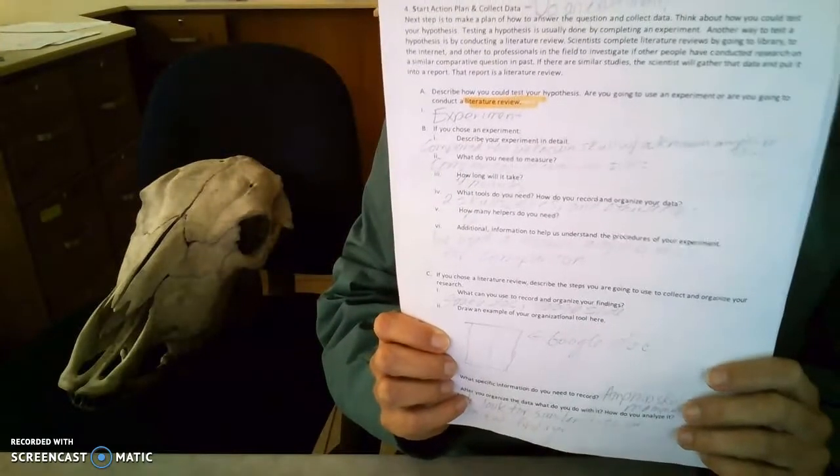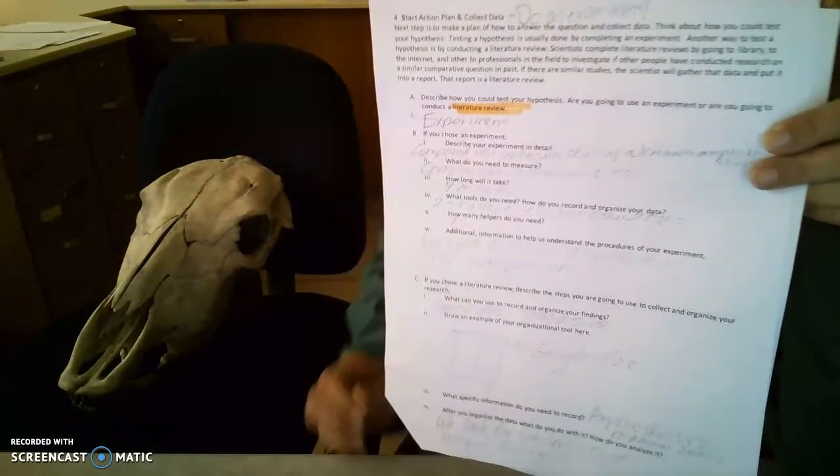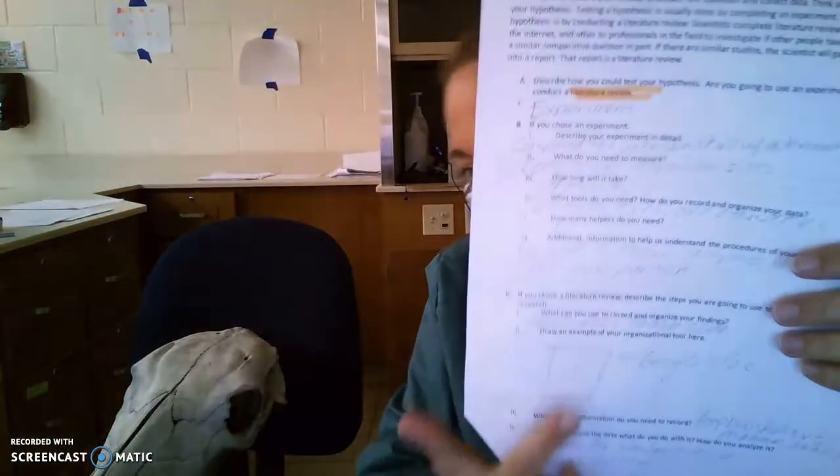Then let's say you chose a literature review, which is what's highlighted up here. When a scientist does a literature review, they go to a library or go online and see what other scientists have done on this topic. They take the results from those experiments and use them to support the hypothesis they have proposed. So if you were doing a literature review for this one, you'd Google images of amphibian skulls and mammal skulls.